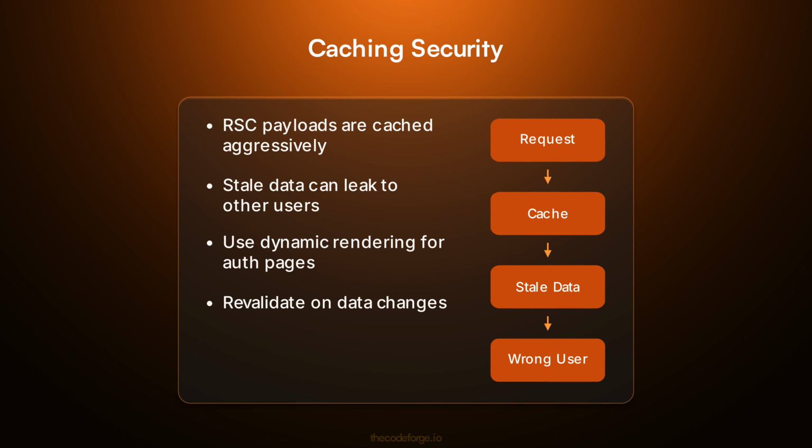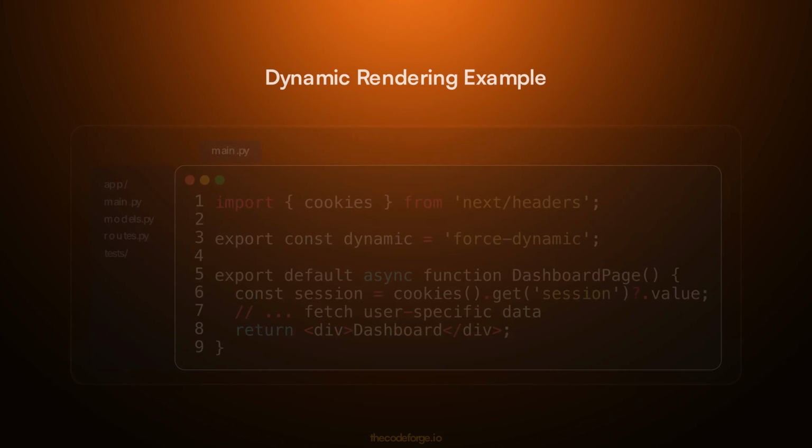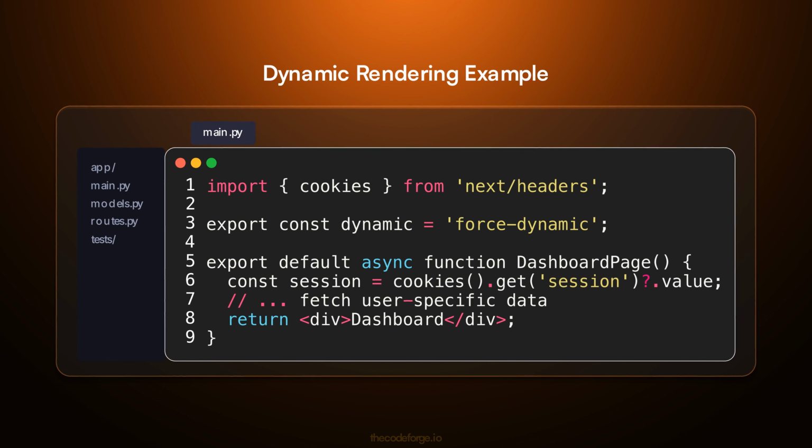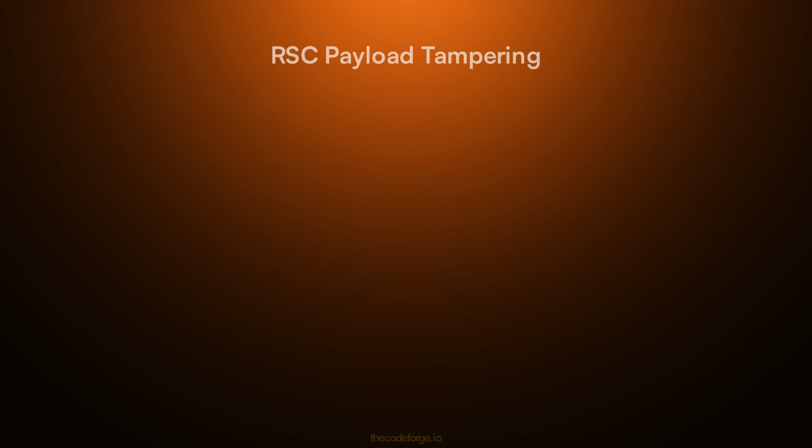Next.js caches RSC payloads. If you cache user-specific data, the next user might see it. Use dynamic functions to opt out of caching for authenticated pages. By setting dynamic to force-dynamic, this page is never cached and always renders fresh per request. This prevents serving stale data to other users.